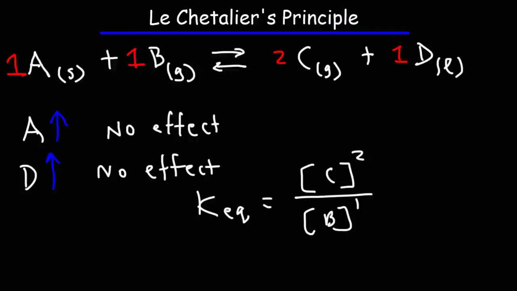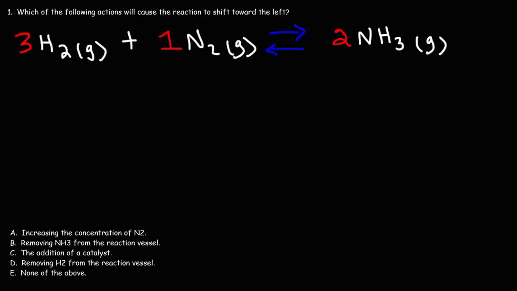But now let's go ahead and work on some practice problems. Number 1. Which of the following actions will cause the reaction to shift toward the left? So let's analyze each answer choice. What's going to happen if we increase the concentration of nitrogen gas? Nitrogen gas is a reactant. If we increase the concentration of the reactant, the system is going to try to undo that change. It's going to try to bring the concentration of N2 back down.